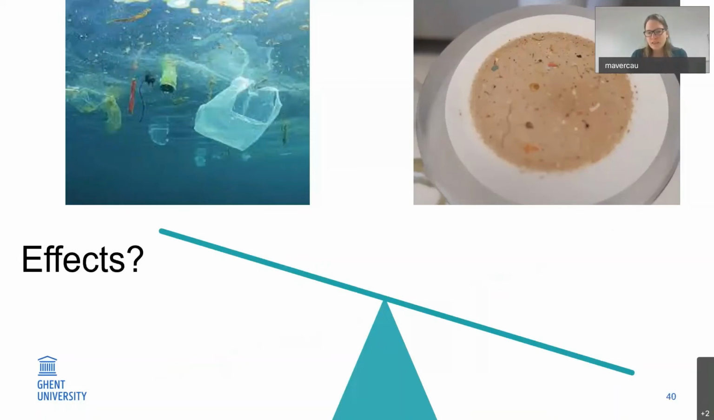But in terms of effects, that's a big question, because when you report mass, you will not put the emphasis on the smaller particles. When you report number, you will put the emphasis more on the smaller particles. And the effects will probably have more to do with the size of the particle and not with the mass of the particle. So the unit which you use for analysis will have an effect on what you can say about risk for the environment.